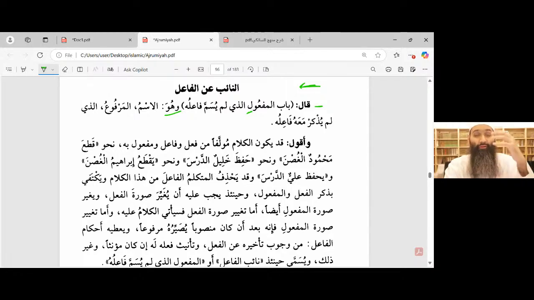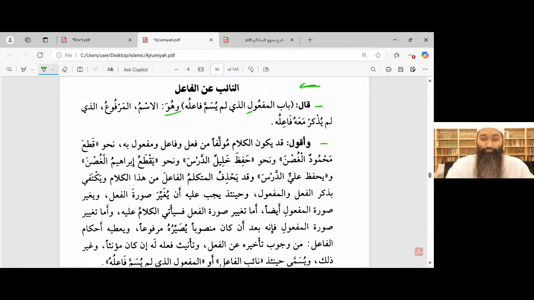Because if you have a maf'ul whose fa'il is mentioned, then this maf'ul can never be a na'ib al-fa'il because the fa'il is there. If you have a maf'ul in a sentence whose fa'il is mentioned with it, can this maf'ul ever be a na'ib al-fa'il? It can't, because the fa'il is already there. So it remains as maf'ulun bihi. But here we're talking about a maf'ul whose fa'il is not mentioned, yani na'ib al-fa'il. Okay, let's look at what the Sharih rahimahullah says.